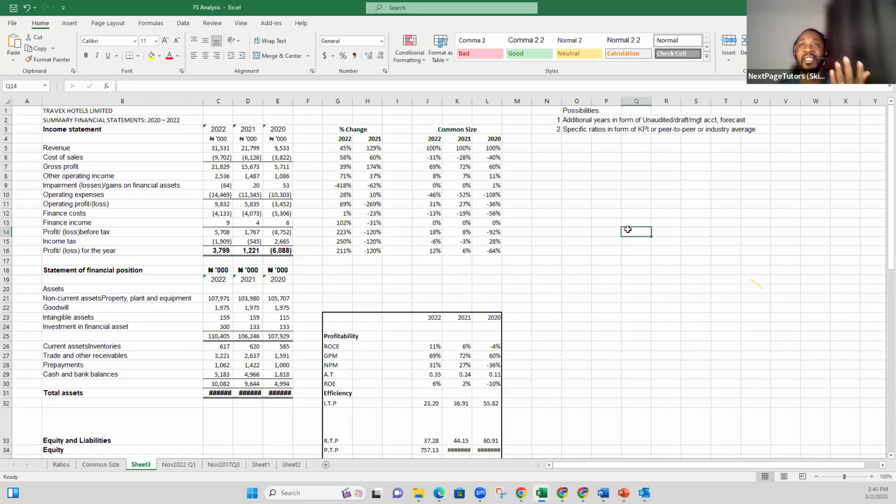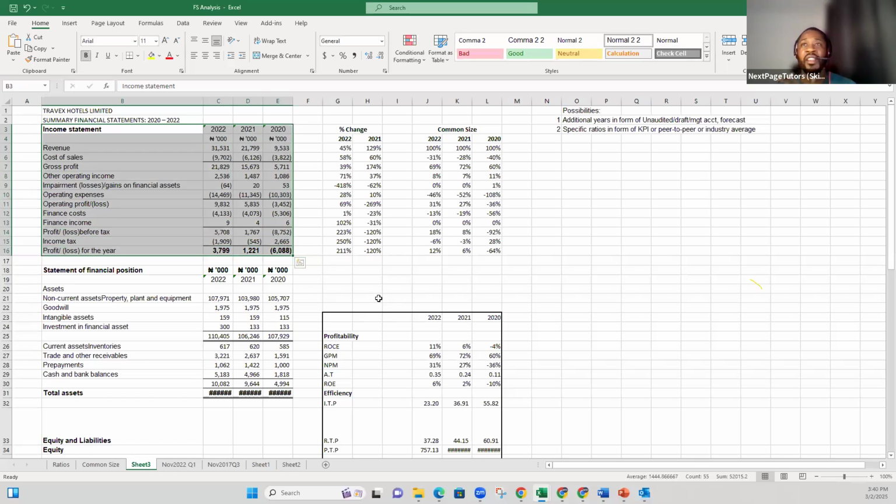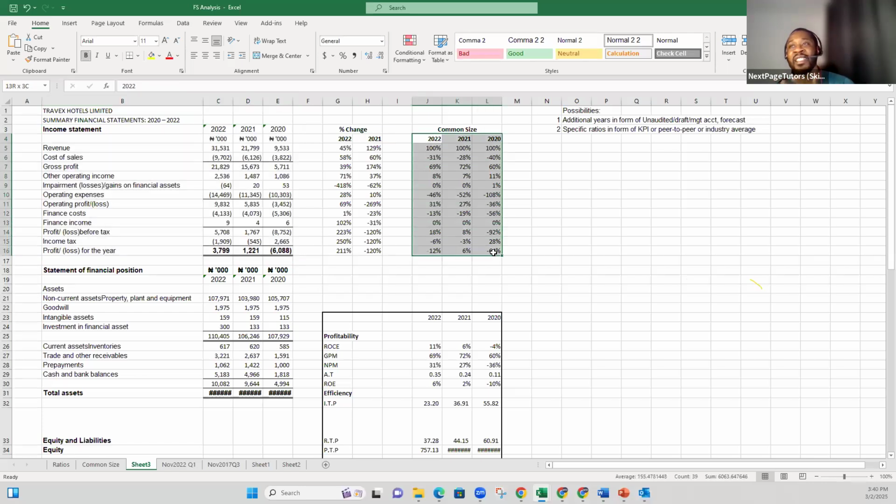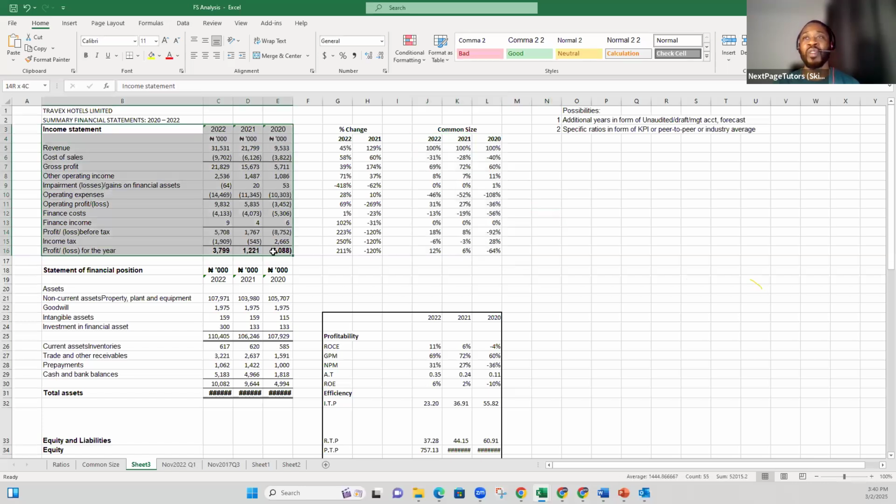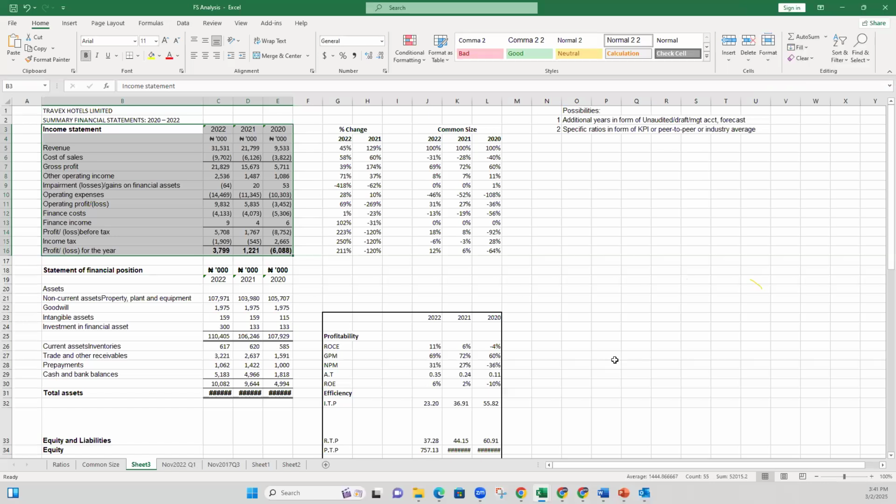All right, take a look at this. This was a financial statement given for a period of 3 years, 2020 to 2022, and then we did a common size analysis here. How did we do the common size? From what we've read, for the income statement we need to identify a base item. What did we say the base item is? Revenue. Every other item in that statement is expressed as a percentage of that revenue, and that's what we've done here.